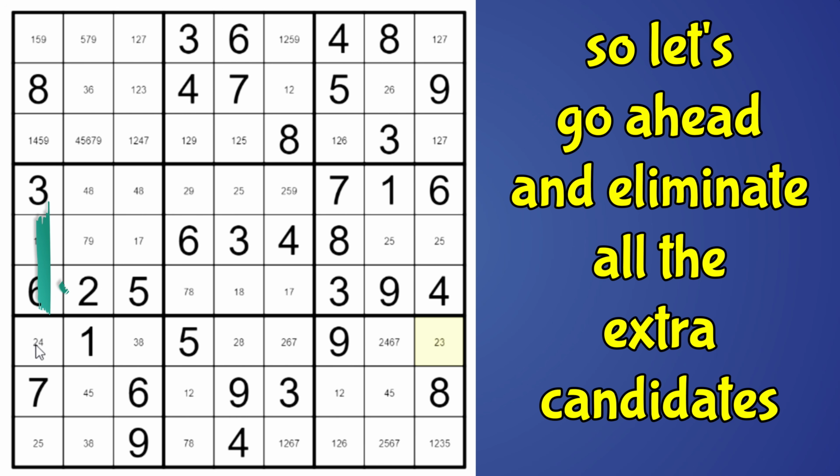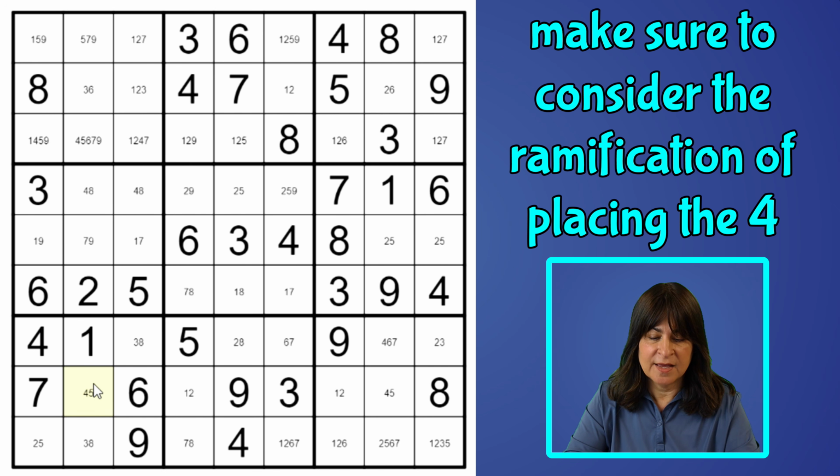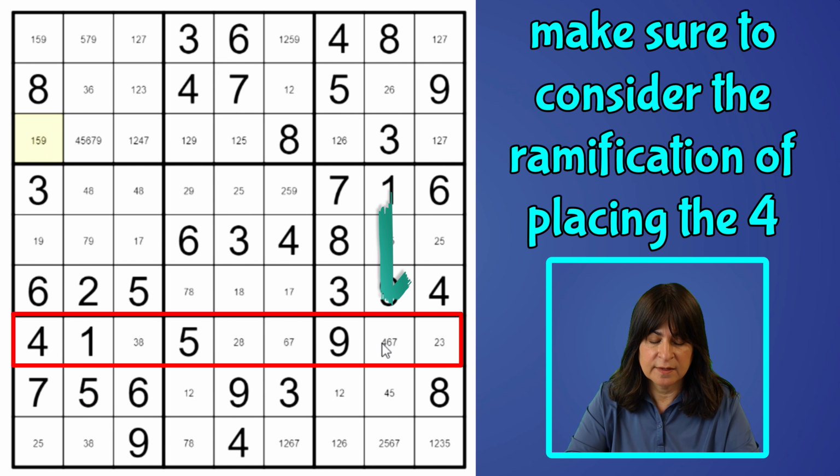So I can get rid of this 2, and this 2, and this 2. And now we have a naked single here, the 4. And that means this cell is a 5. And let's clean up the column before I forget. So let's get rid of this 4 and this 4.